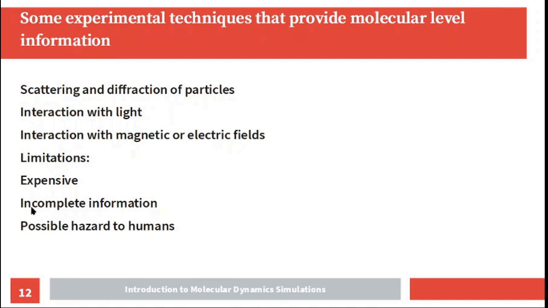Also, all these experiments provide incomplete information. So, for example, if you are using X-rays to study a material, you won't be able to see hydrogen atoms in the presence of any other heavier element. So, if you have water, for example, mostly you'll see oxygen atoms and hydrogen atoms will be invisible. On the other hand, if you're using neutrons, only hydrogens will be visible, oxygen won't be visible. So each technique has its own limitations and they provide incomplete information.